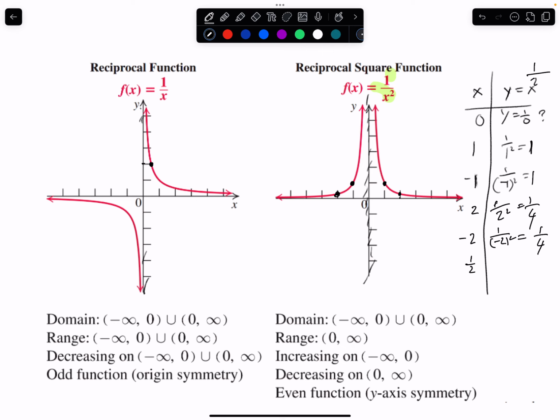Okay, what happens if I plug in a half? I got 1 over a half squared, which is 1 over a fourth, which is 4. What if I plug in negative a half? Well, I get the same result. 1 over negative a half squared is 1 over 1/4, which is 4. So at 1/2, I'm at 4. 1/2, 1, 2, 3, 4, right there. At negative a half, I'm also at 4. So right there. Yeah, so there's your picture.